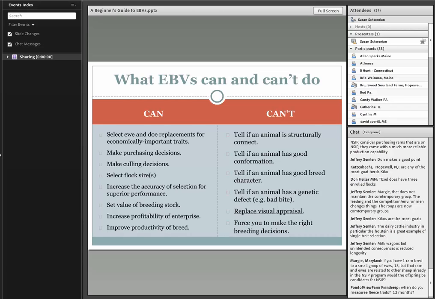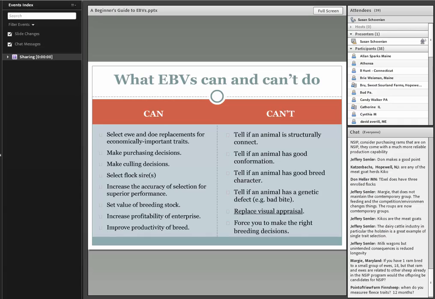All right, but what can and can't they do? Okay, they can help you make selection decisions, picking out your replacements. They can help you make purchasing decisions. Which ram am I going to buy? Culling decisions. Which ewes should I get rid of? Selecting your flock sires. They increase the accuracy of selection for superior performance. As a seed stock producer, they can set the value of your breeding stock. Ultimately, the goal is to increase the profitability of your enterprise, and ultimately EBVs can do that.